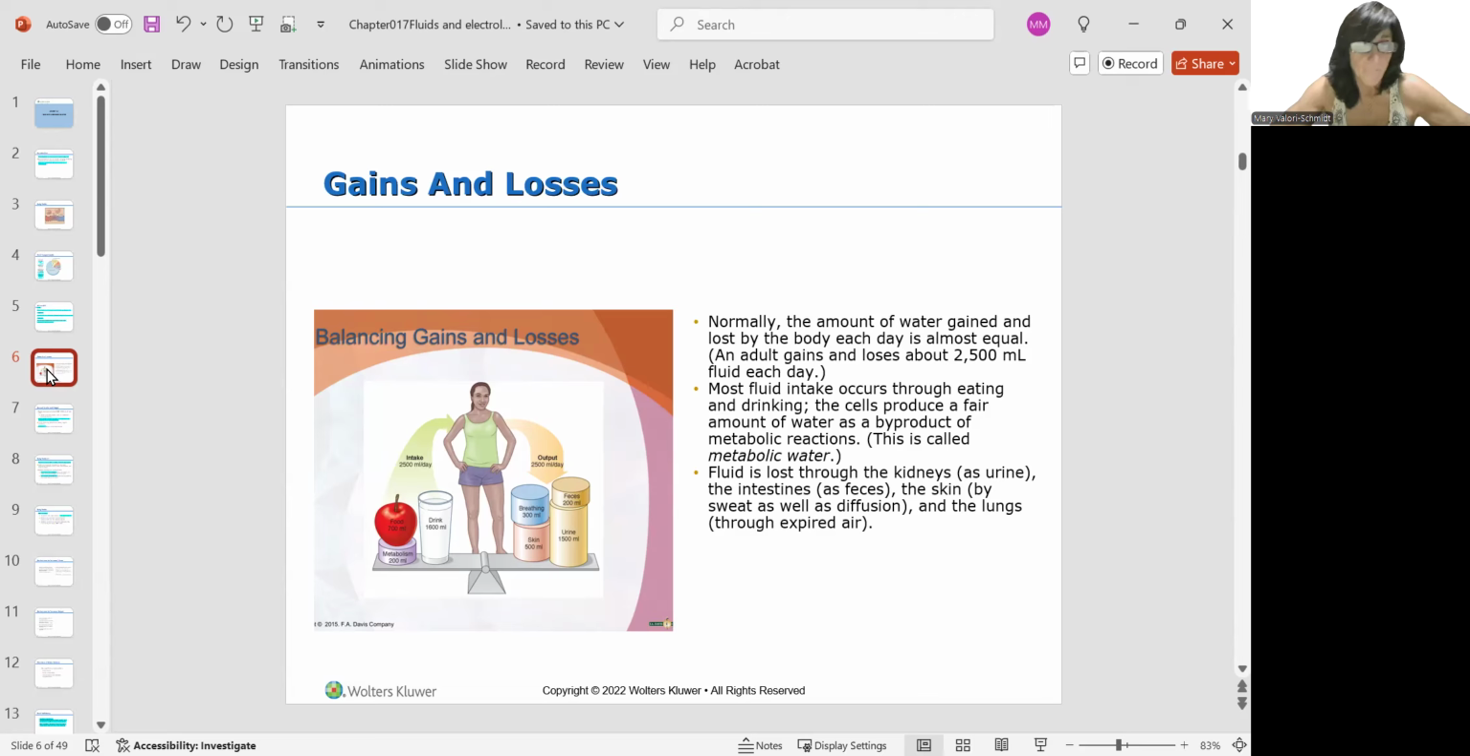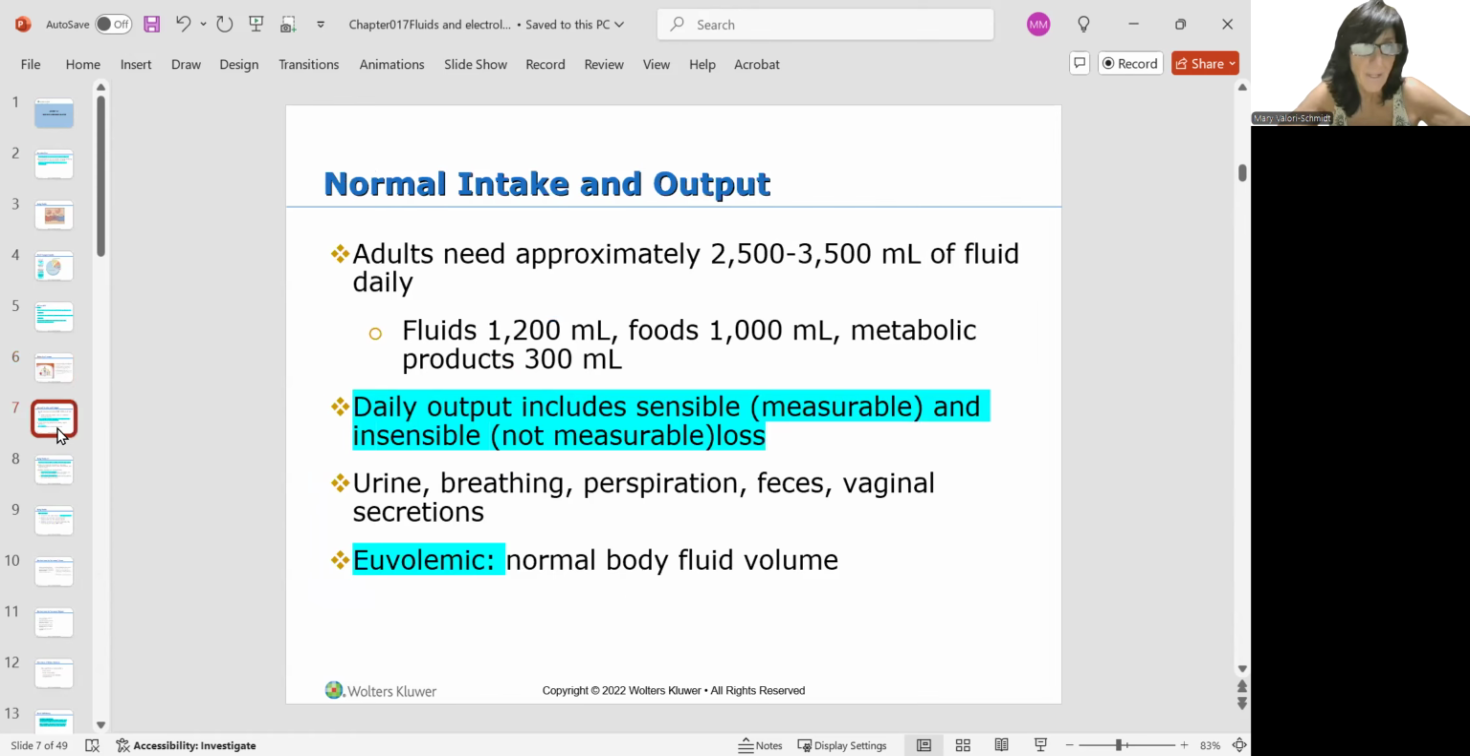And then we lose fluid. We lose fluid when we urinate through our kidneys. We lose fluid in our stool through our intestines. We lose fluid through our skin when we sweat. And we even lose a small amount of fluid when we exhale. Right? Expired air has some fluid in it. Okay. So sensible and insensible loss.